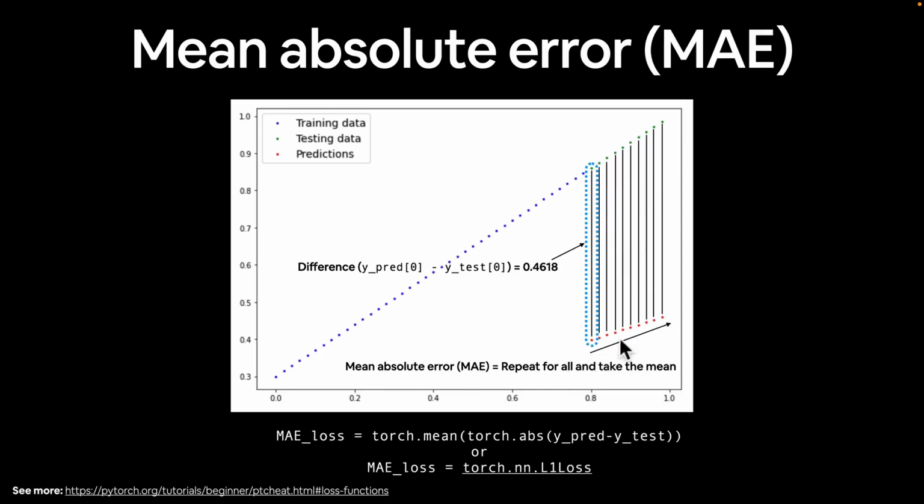Mean absolute error is if we repeat for all samples in our set that we're working with, and we take the absolute difference between these two dots, well, then we take the mean. We've got mean absolute error. So MAE loss equals torch mean. We could write it out. That's the beauty of PyTorch, right? We could write this out, or we could use the torch NN version, which is recommended.